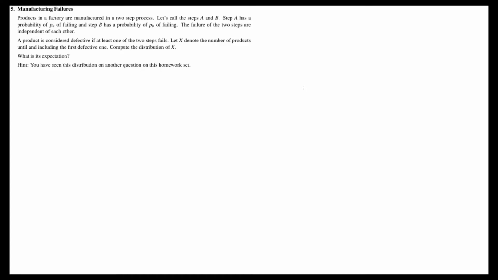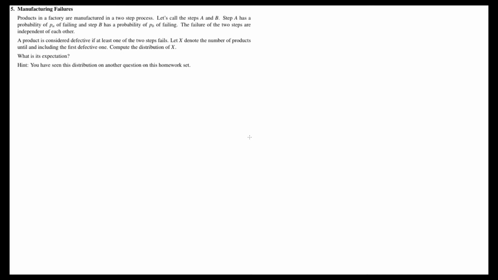We're looking at question 5 on the homework set. So we're looking at products being manufactured in a factory in a two-step process. It's as though the products are on a conveyor belt and step A acts on it and then step B acts on it, on each product. And if either one of step A or step B fails, then the product is considered defective.